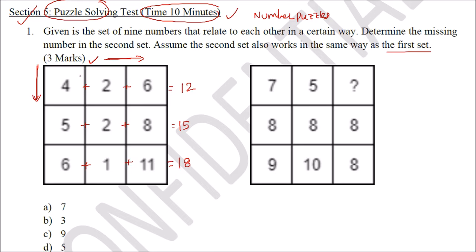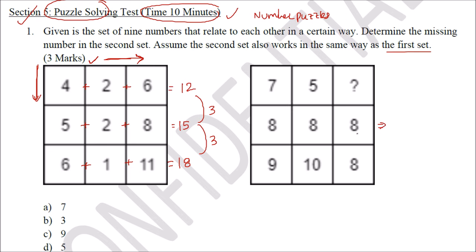In some cases they will be multiplying it. So friends, there might be different logic, and there may be more than one logic. As you solve more questions, you'll become familiar with that. So 4 plus 2 is 6, 12, 12, 15, 18. I could see there is a difference of 3 here. The same pattern we need to bring here also.